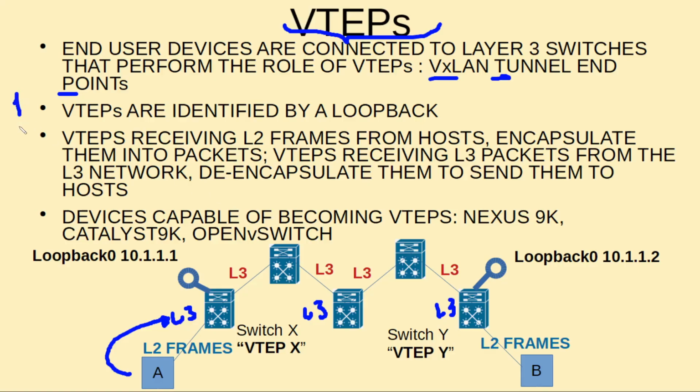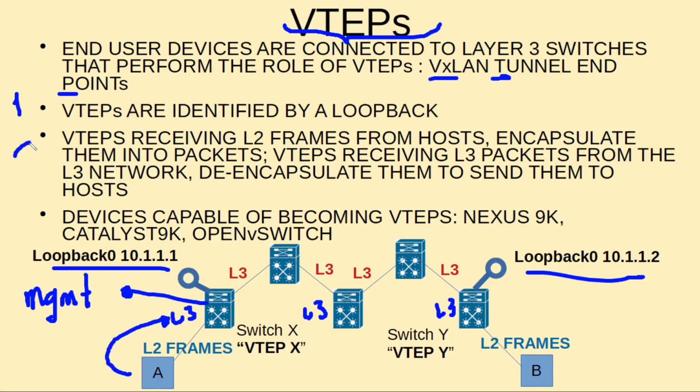First of all, VTEPs must be identified by a unique IP address within your layer 3 network. So you can use a loopback in order to identify your VTEP. Some design guides tell you that you should use a different loopback for managing the device than the one you're going to use to identify it as a VTEP, but you can actually use the same loopback interface to manage the device and to identify it as a VTEP. That is up to you.